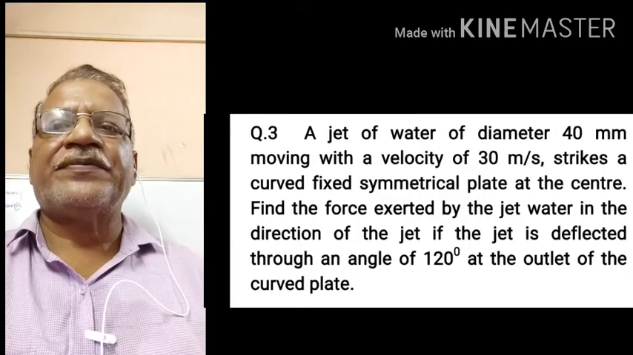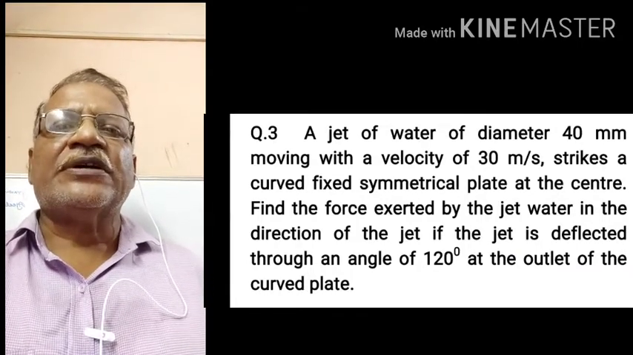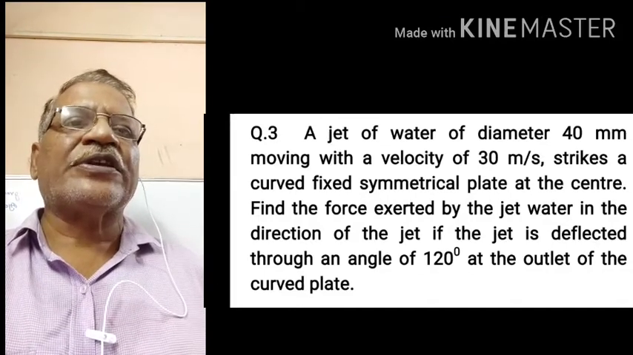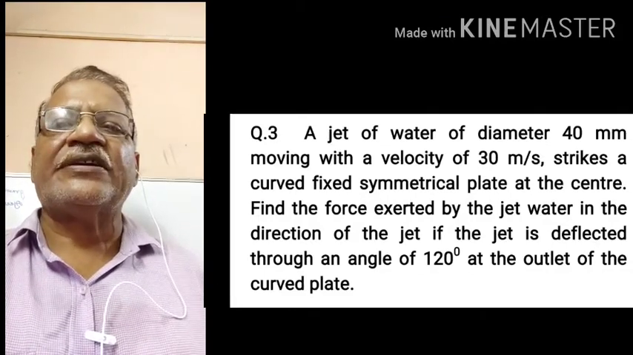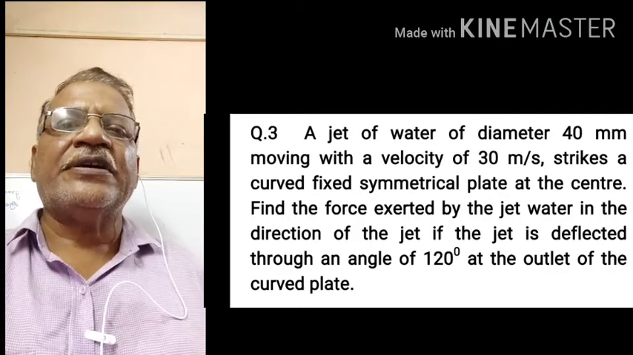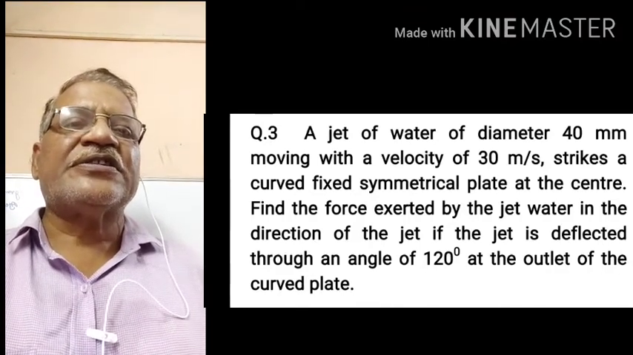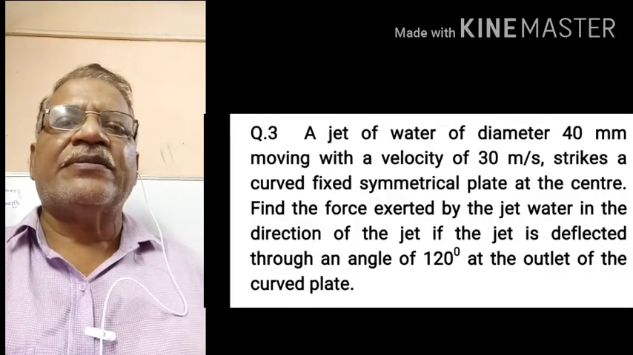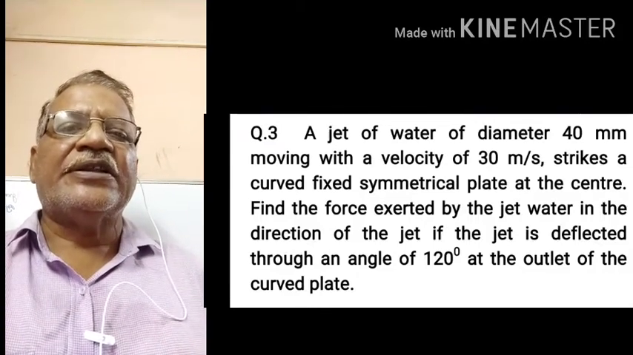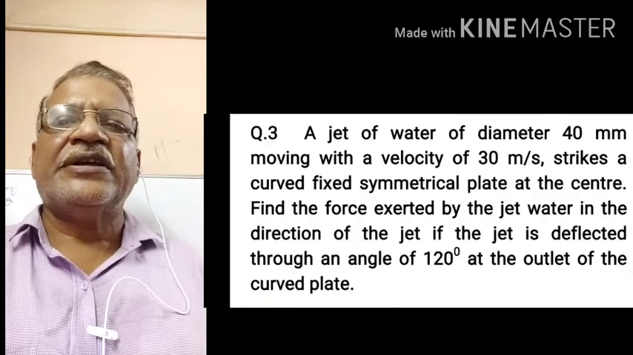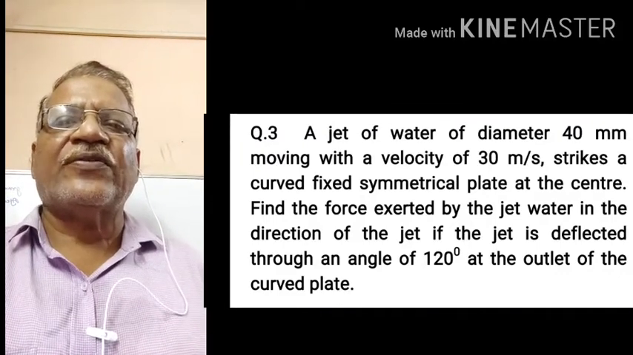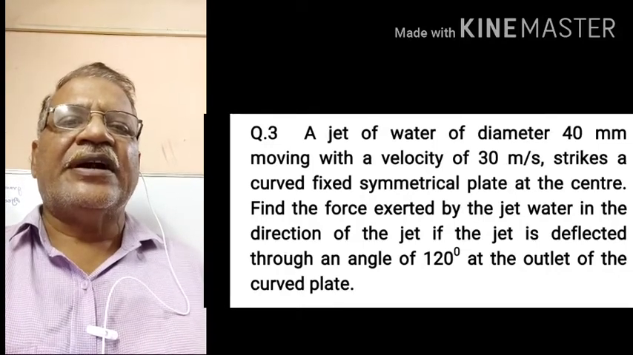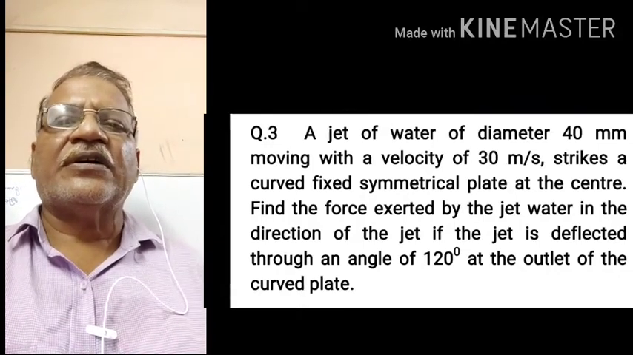Question number 3. A jet of water of diameter 40 mm moving with a velocity of 30 meter per second strikes a curved plate at the center, which is symmetrical and fixed. Find the force exerted by the jet of water in the direction of the jet if the jet is deflected through an angle of 120 degree at the outlet of the curved plate.